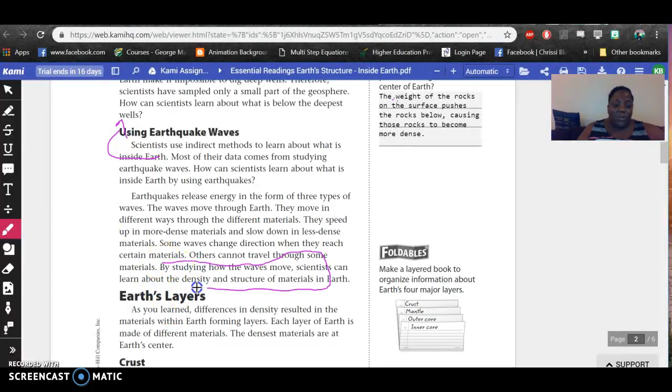By studying how the waves move, scientists can learn about the density and structure of materials on Earth. That's cool. That's important. Actually, I just learned that myself. I would circle that if I were you. That's a very important question. I'll probably bring it up again in class.